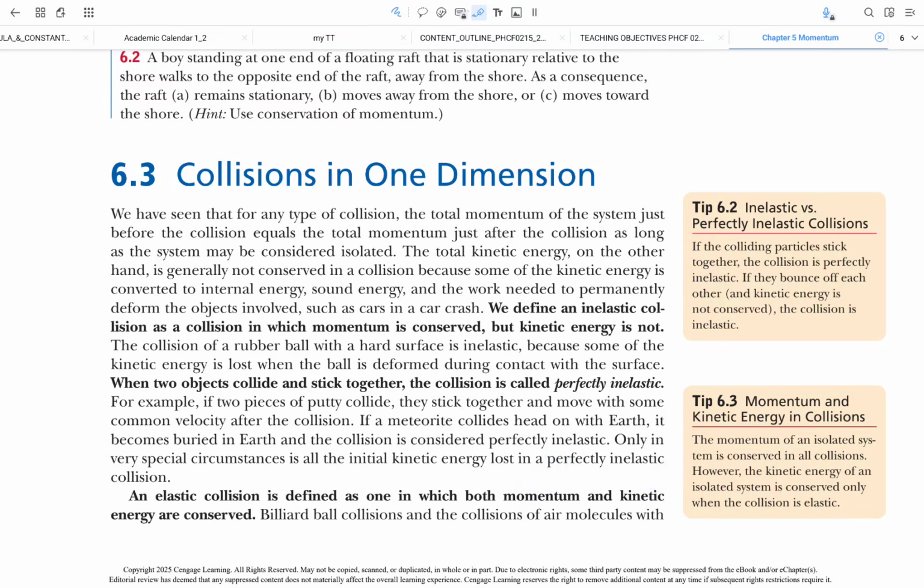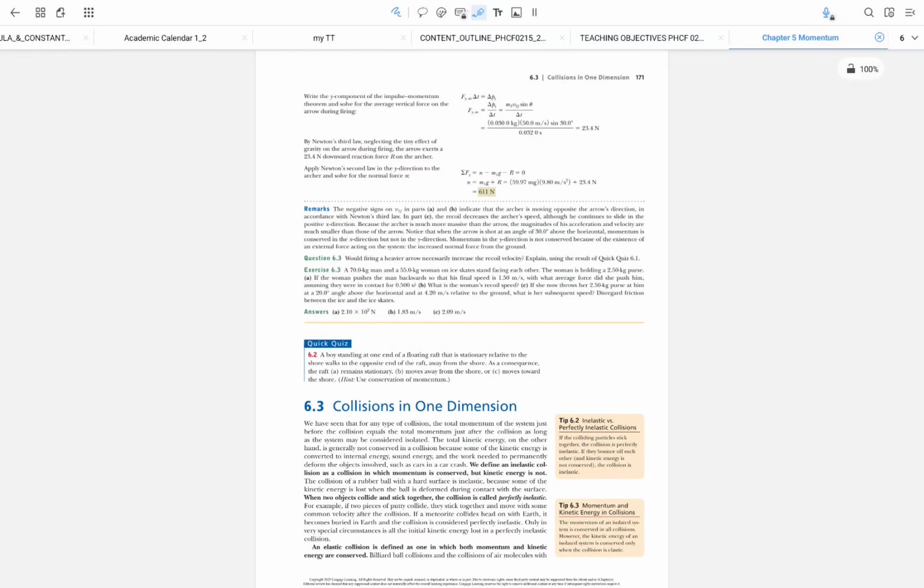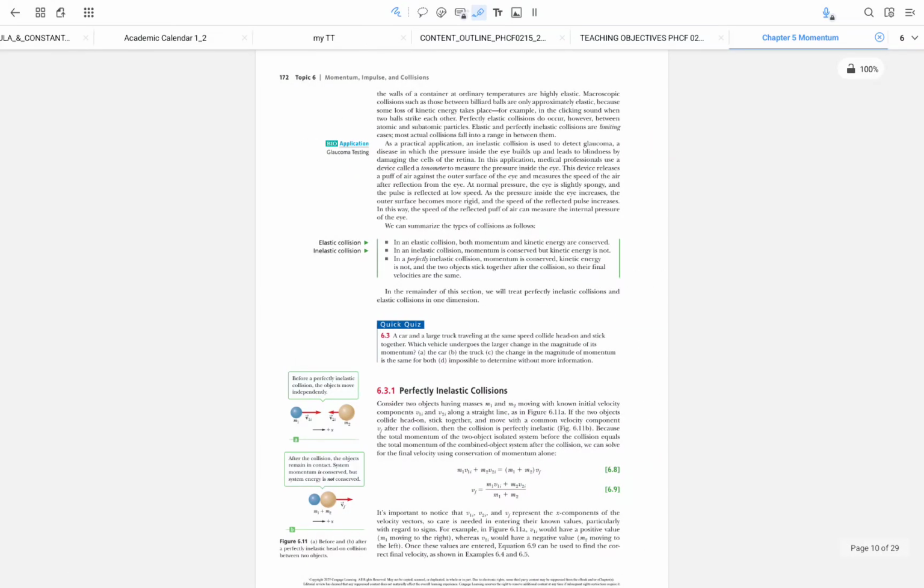Again, as we make comparison with elastic versus inelastic, inelastic still has momentum conserved. The two of them have the same conservation of momentum. The only difference is kinetic energy. One is lost, one is not. One is conserved and one is lost.